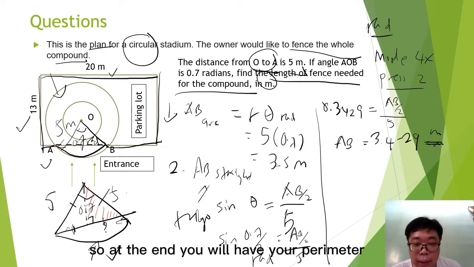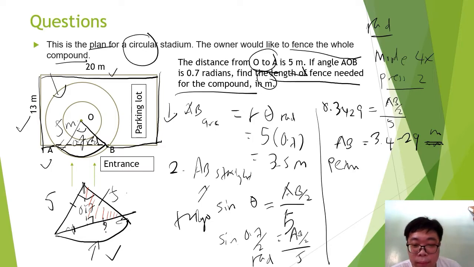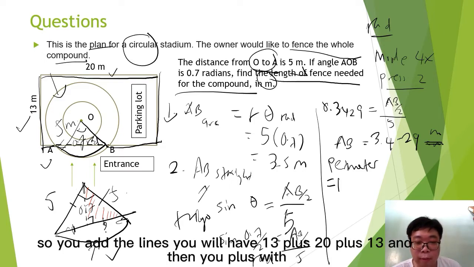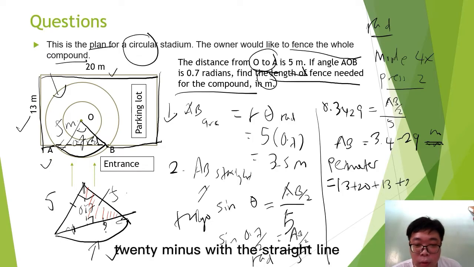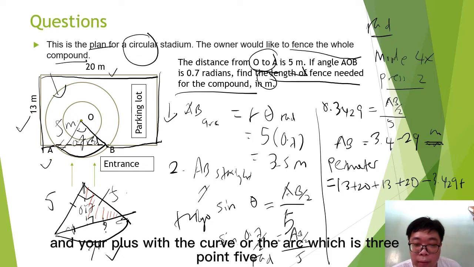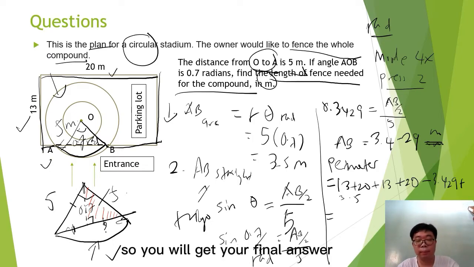So at the end, you will get your perimeter. So you get a perimeter by adding all the lines together. So add your lines, you will have 13 plus 20 plus 13, and then you plus with 20 minus with the straight line, which is 3.429, and you plus with the curve or the arc, which is 3.5. So you will get your final answer.